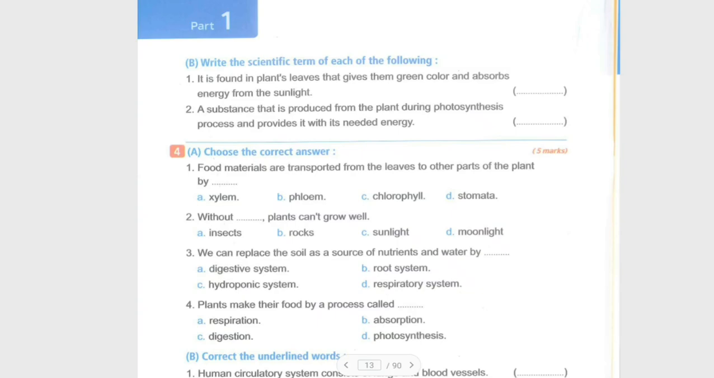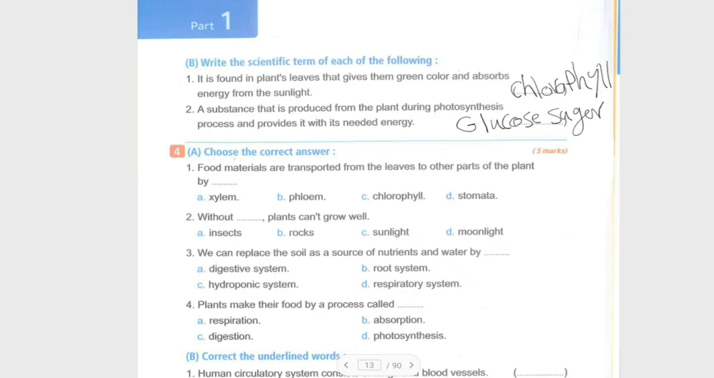B says write the scientific term of each of the following. It is found in plants' leaves that gives them green color and absorbs energy from the sun, which is chlorophyll, of course. A substance that is produced by the plant during the photosynthesis process and provides it with needed energy, which is glucose sugar.